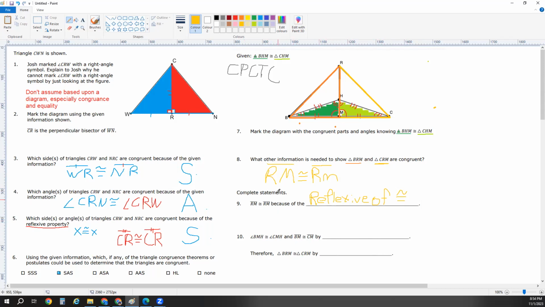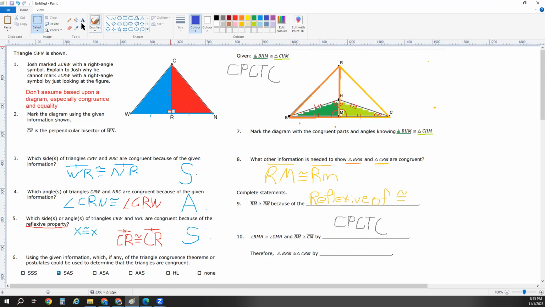All right, so then it has more information for me. I'm gonna pick blue. I haven't used blue yet. I have BMH, which is congruent to CMH. We already said that. And then BM is congruent to CM. We already marked all this already, because corresponding parts of congruent triangles are congruent. So we can say that BRM and CRM are congruent because I have a side.